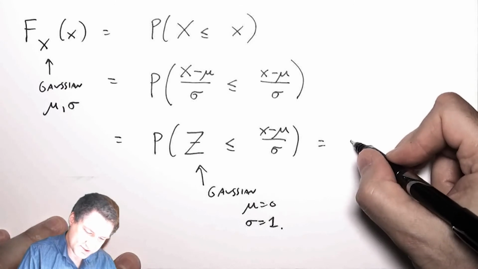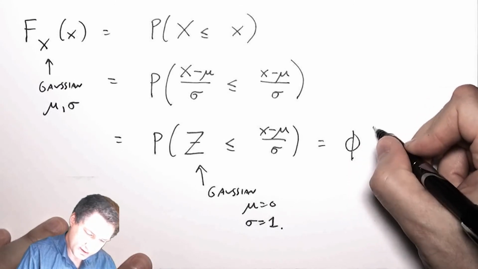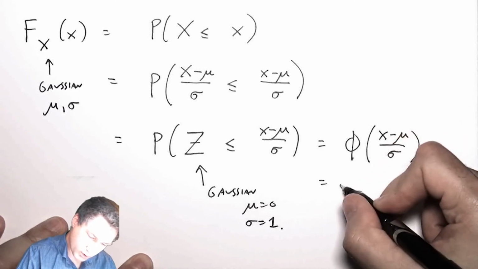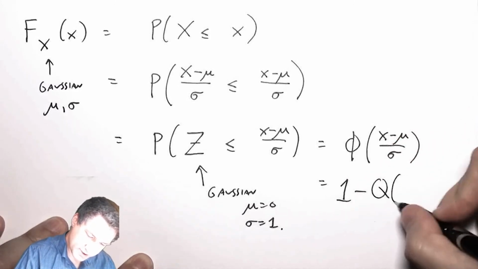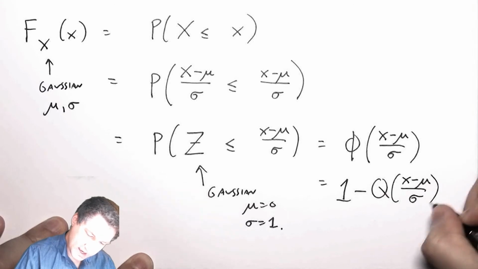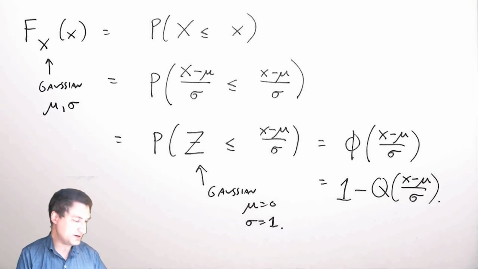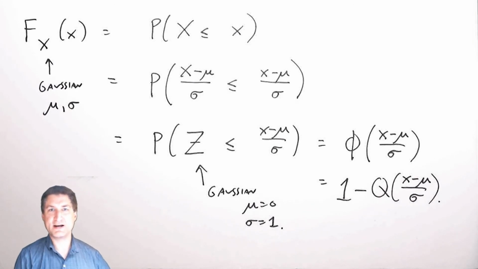So this is actually just the phi function of this particular number, or 1 minus the Q function of this particular number. Now, I know this is a little bit abstract, we're going to do a whole bunch of examples in the next video where I'm going to use this kind of idea to solve problems involving generic Gaussian random variables.